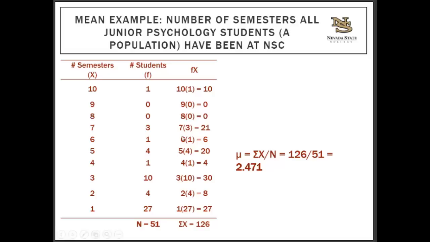Then when it comes to figuring out the sum of x, you need to be careful. Don't just add up these x values in that first column, because that does not take into account how many students said they were here that number of semesters. So you need to create this fx column: take each x value, number of semesters, multiply it by its respective frequency, how many students were here that many semesters. And then once you do that for each line in your frequency distribution table, you add those values together and you end up with this 126.